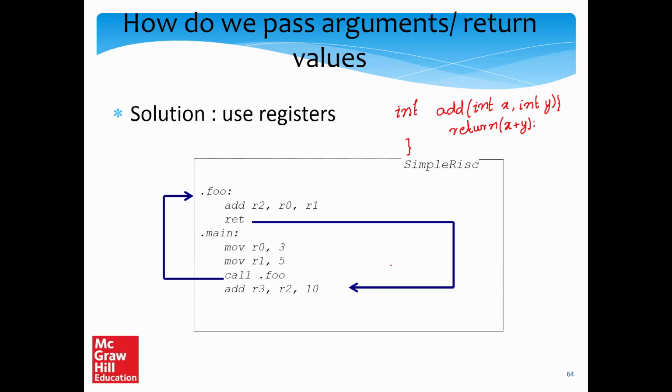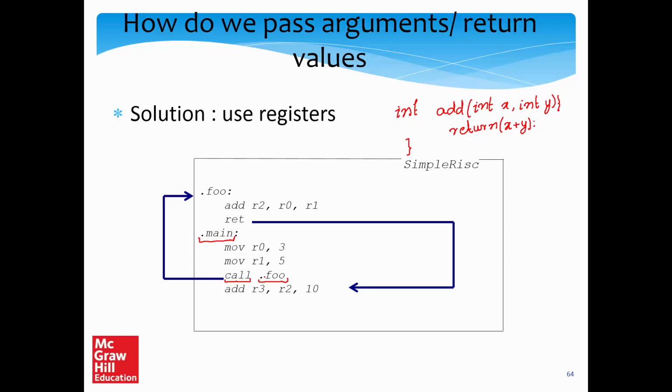Similar to C, we assume that we have a .main label where the execution of the program starts. It is customary to put a colon after the label. After this, let's set the value of registers. So we set R0 to 3 and R1 to 5. Then we are introducing a new instruction called the call instruction. The call instruction jumps to a label.